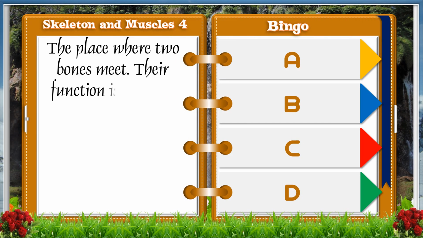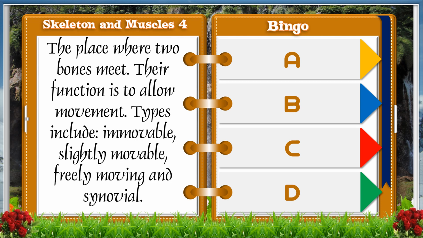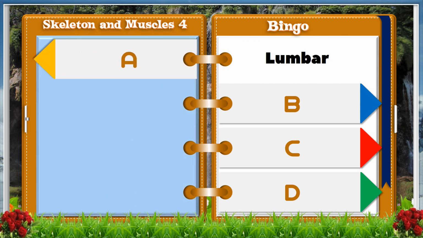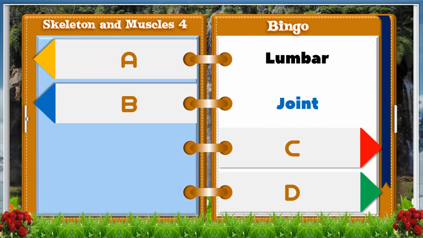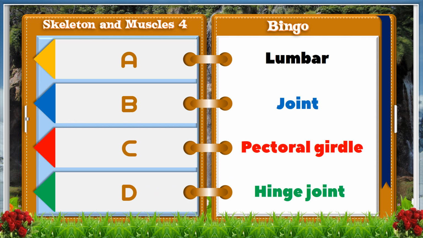The place where two bones meet. Their function is to allow movement. Types include immovable, slightly movable, freely moving, and synovial. A. Lumbar. B. Joint. C. Pectoral girdle. D. Hinge joint. And the answer is B. Joint.